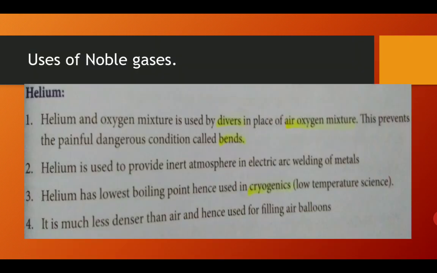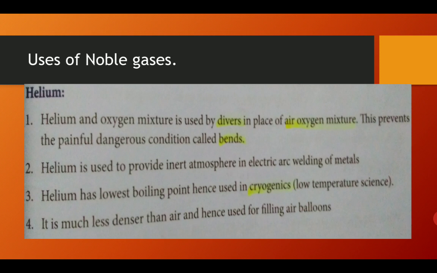And finally, we have come to the uses of noble gases. The first one, helium. Helium and oxygen mixture is used by the divers in place of air oxygen mixture. One who goes into the water, that is deep sea divers. These divers use helium and oxygen gas mixture. This prevents the painful, dangerous condition called bends. So helium and oxygen is a very good mixture for this.